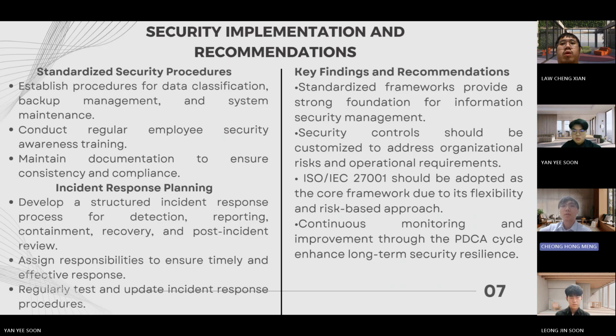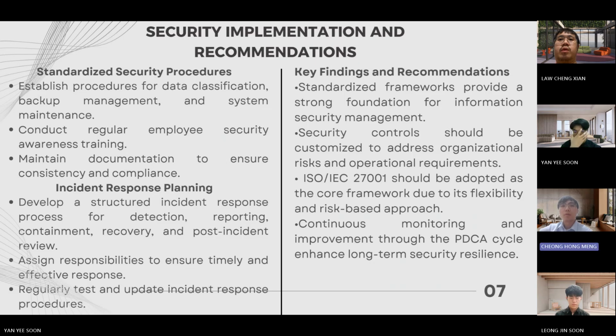The organization then takes immediate containment actions to limit damage and prevent further impact. Recovery activities are performed to restore systems and services to normal operation. Finally, a post-incident review is conducted to identify lessons learned and improve future response capability.